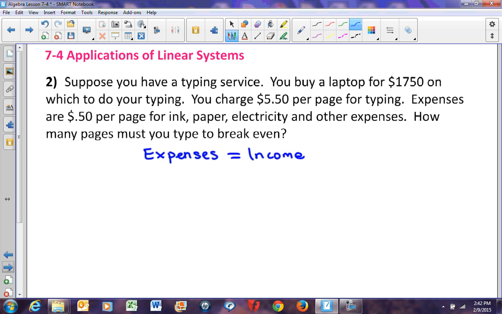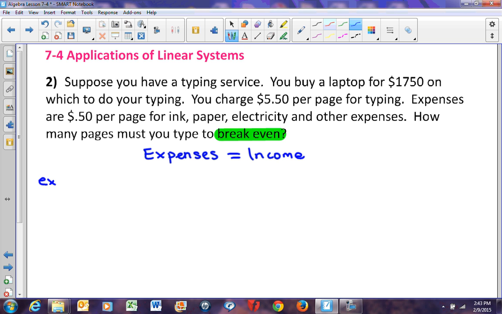Whenever you have a problem that asks you to break even, one of the things is going to be based upon your expenses, and one of the things is going to be based upon your income. So the easiest way to do this is I'm going to look at this in 2 ways. I need pages. I get so much money per page that I type. So one equation is based upon my expenses and my income.